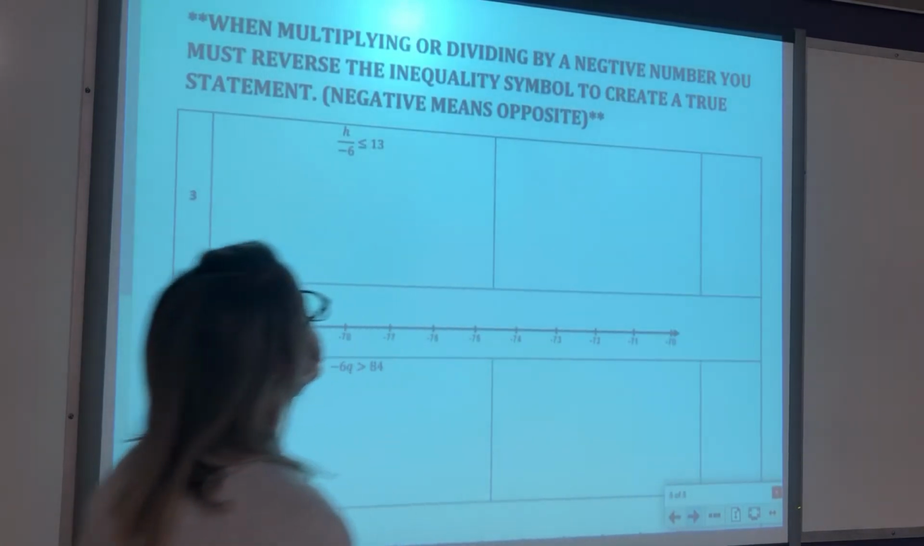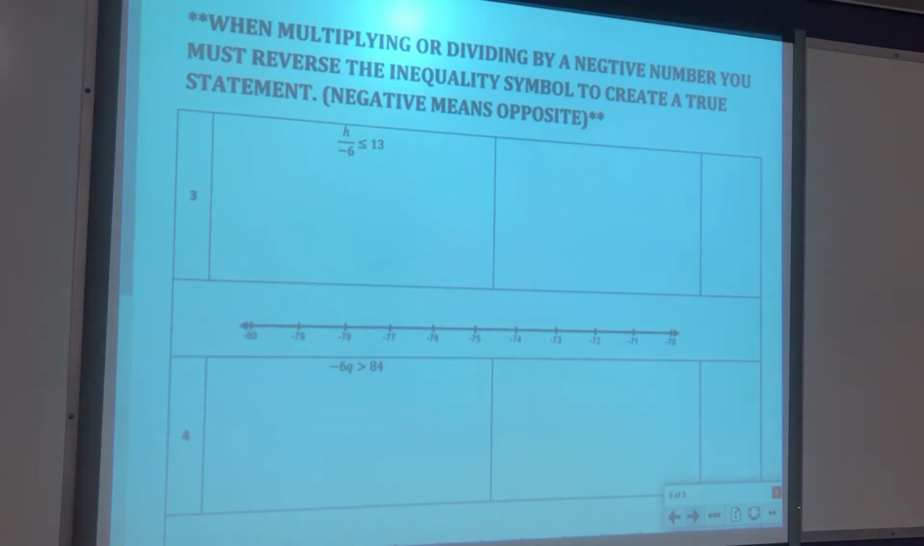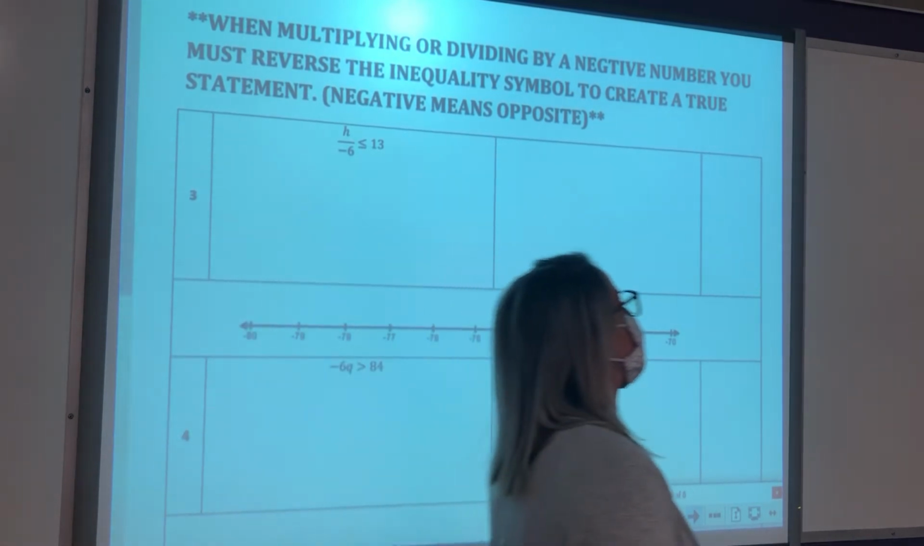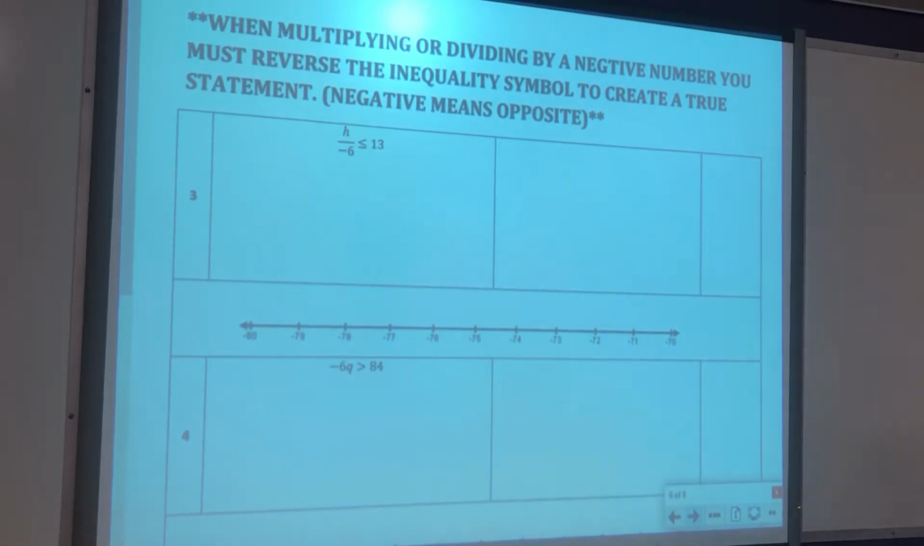Turn your page. Highlight this, star this, tattoo this on your forehead. When multiplying or dividing by a negative number, you must reverse the inequality symbol to create a true statement. So if your denominator is negative, or if your coefficient is negative, you're going to have to flip your inequality sign.